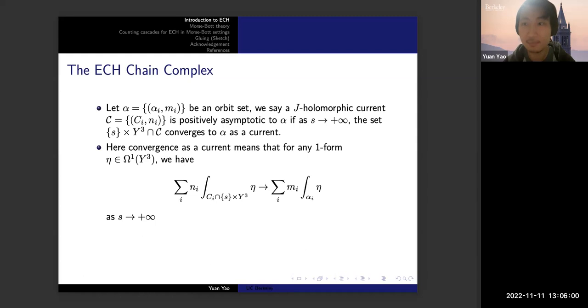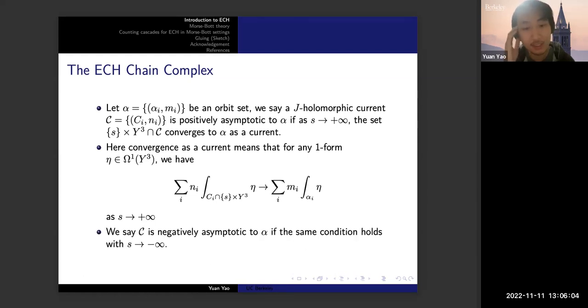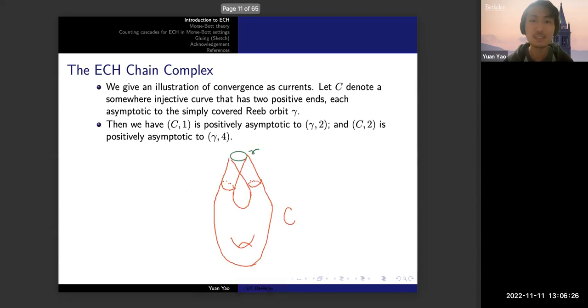So I'll give you an example to tell you what I'm talking about. Again, a similar condition holds if C is negatively asymptotic to alpha at S equals minus infinity. And let me just say, this is the only way we're going to talk about convergence of currents to periodic orbits. This is kind of different from how other Floer theories do it. So let me give you an example.